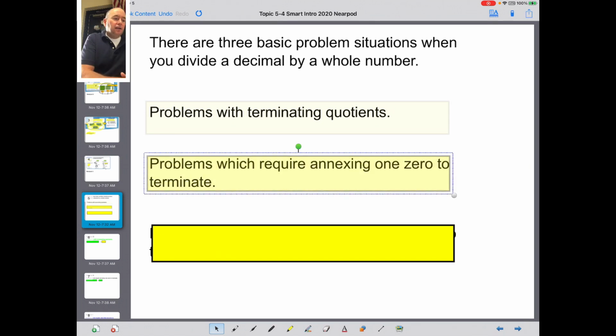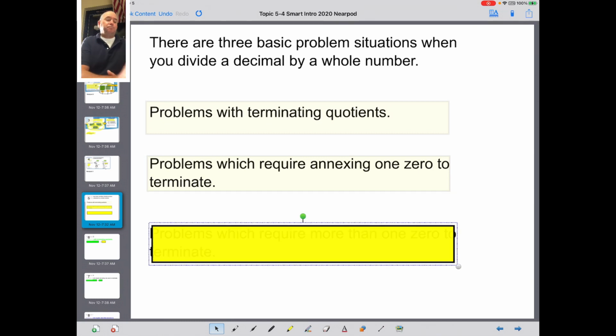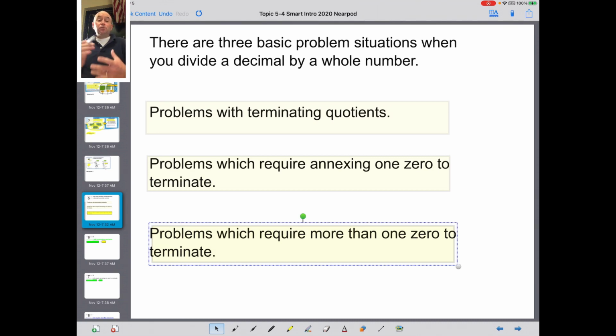Yeah, it ends. Another situation would be problems which require annexing 1 0 to terminate. In other words, those are kind of easy to solve because you get that 0, bring it down, and the problem ends. Then, problems which require more than 1 0 to terminate. So, what happens if they keep adding zeros and zeros? They should eventually decide to look for a pattern or round it to the nearest hundredth or thousandth.